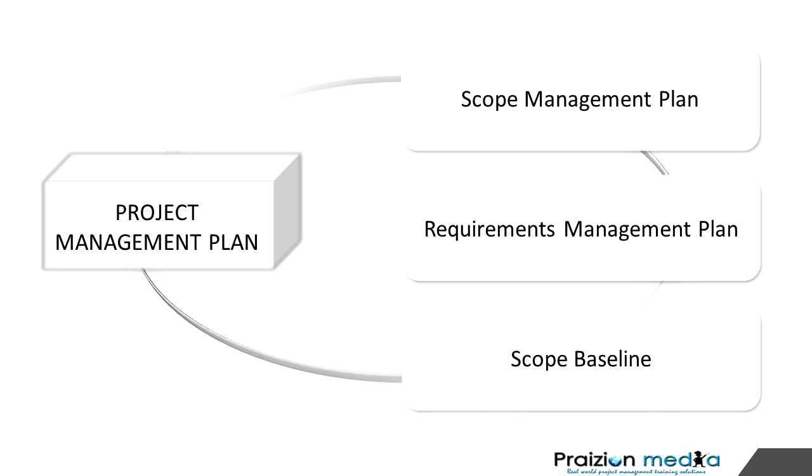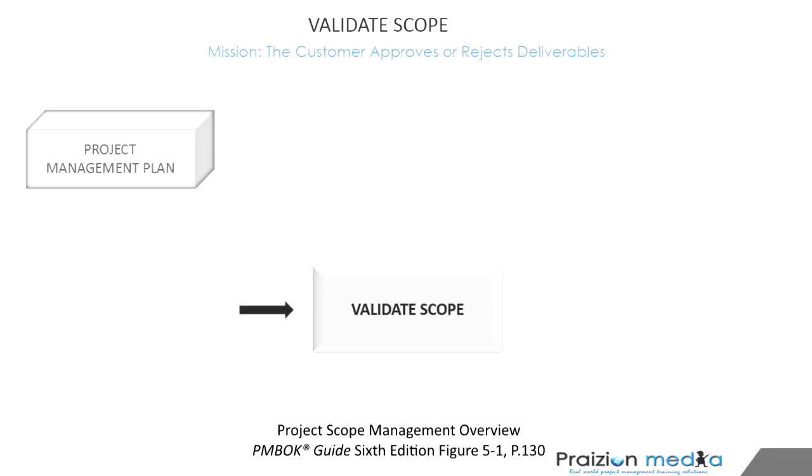So let's take a look at the inputs here. We've got the project management plan, which contains, do you remember, the scope management plan and requirements management plan, because both of those relate to scope. We're in scope right now, okay? So as you're carrying out validate scope, you want to take a look at your project management plan to understand how did we say we would carry out validate scope.